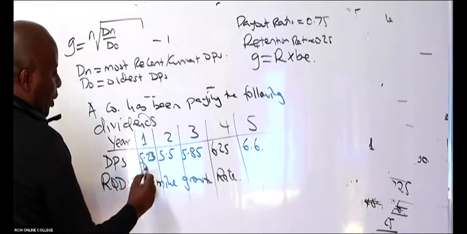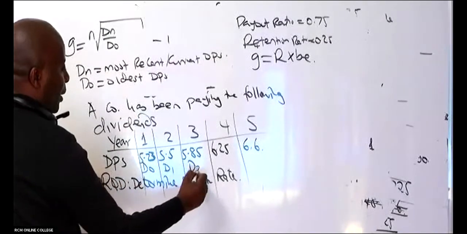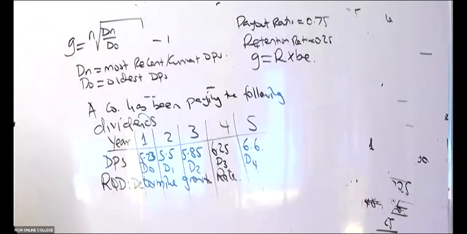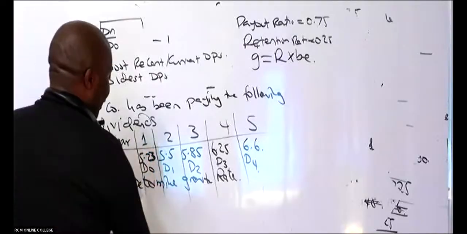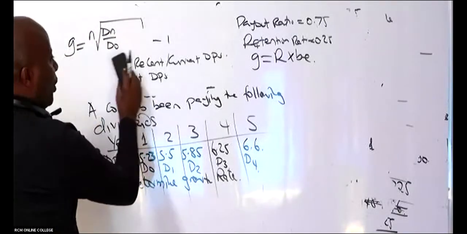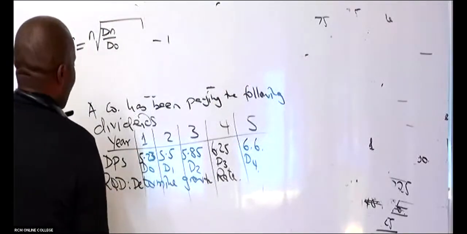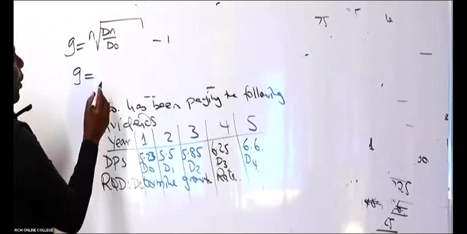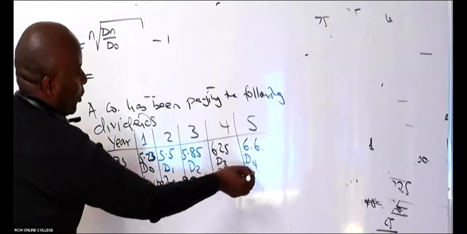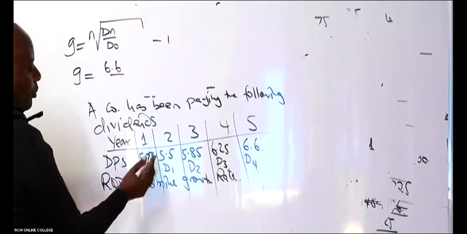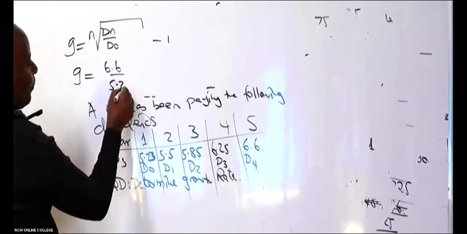So basically, this is your D0, D1, D2, D3, D4 like that. Then, ladies and gentlemen, what we shall be doing is this. G will be equal to Dn, the most recent, which is D4, 6.6, over D0, 5.23.